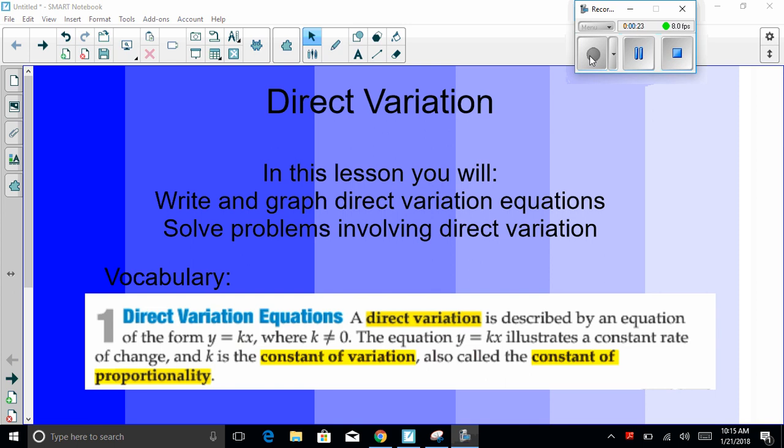Took this right out of your book. A direct variation is described by an equation of the form y equals k times x, where k does not equal 0. The equation y equals kx illustrates a constant rate of change, and k is what's called the constant of variation. It is the exact same thing as the constant of proportionality. So constant of variation and constant of proportionality mean the same thing, and it's represented by k in your direct variation equation.